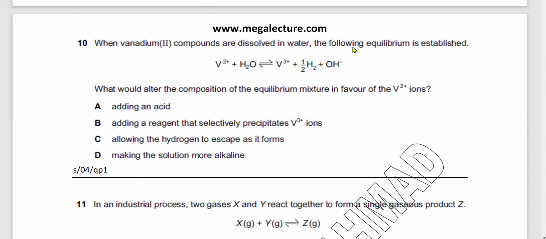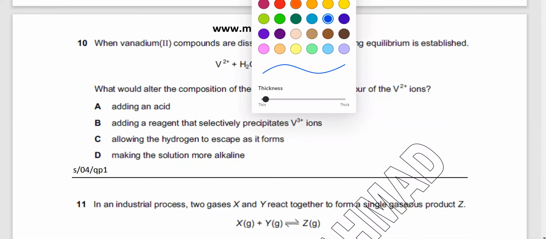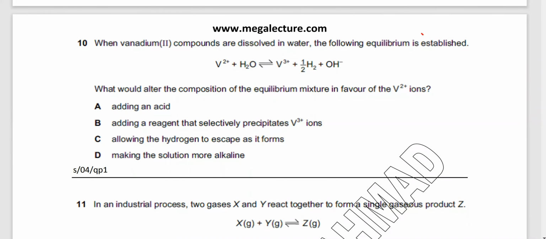When vanadium 2 compounds are dissolved in water, the following equilibrium is established, and he's asking what would alter the composition of the mixture in favor of V2+ ions? So you want more V2+ ions. These ones over here. You want more of them. You want the equilibrium to go backwards. So which one is the correct option?